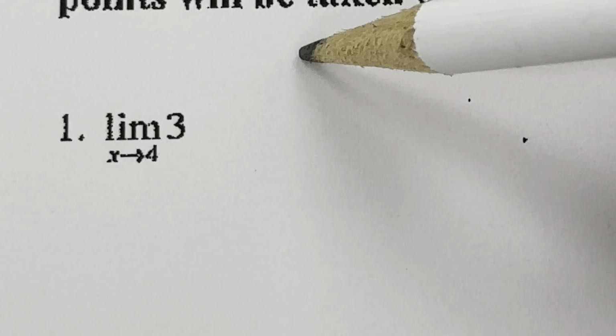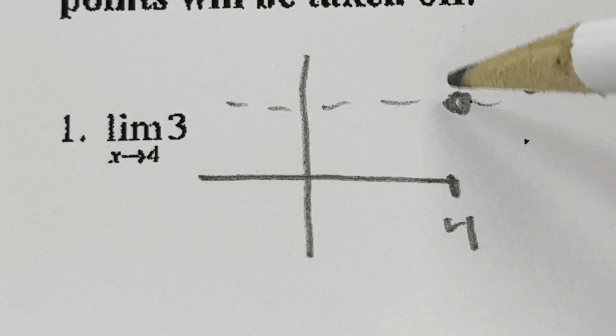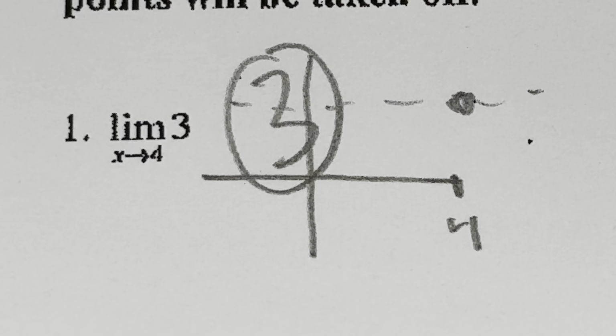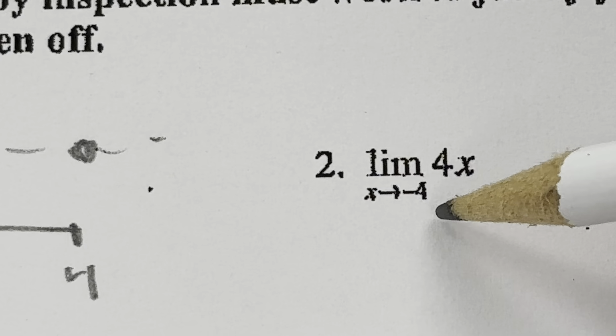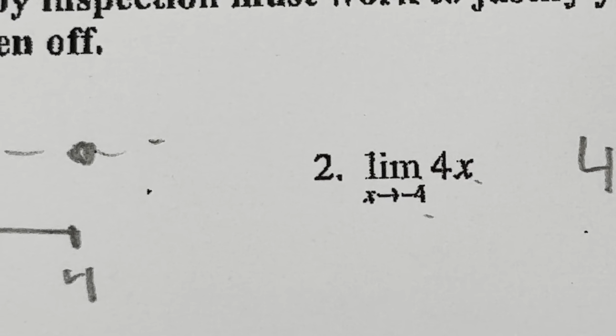So this one's kind of tricky. If you had the graph of y equals 3, at x value 4, the y value would be 3. Limit as x approaches negative 4 of 4x, that would be 4 times negative 4. That would equal negative 16.